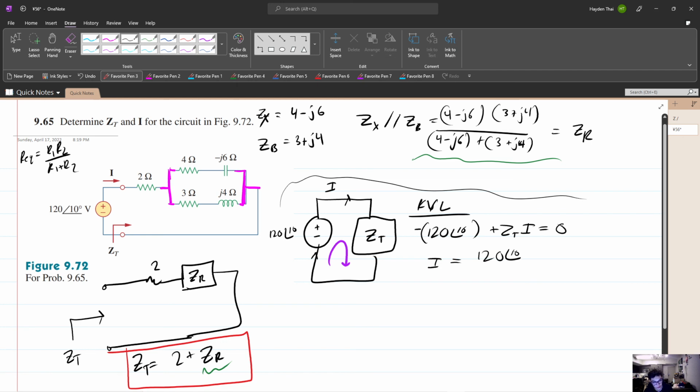And then I is going to be equal to 120 angle 10 over the impedance of the element we just solved for earlier. Yeah, so all you have to do is calculator time. Oh, don't forget the units. Shoot, ohms, and then amperes, and then we're done.